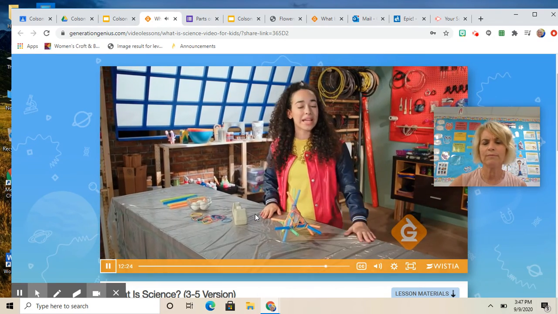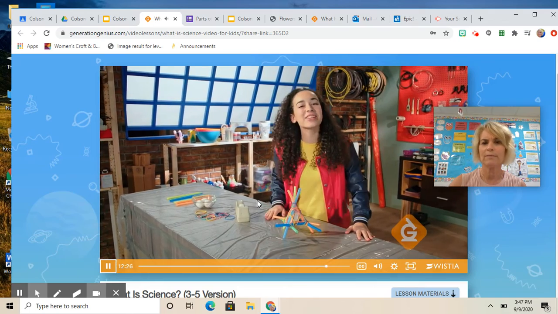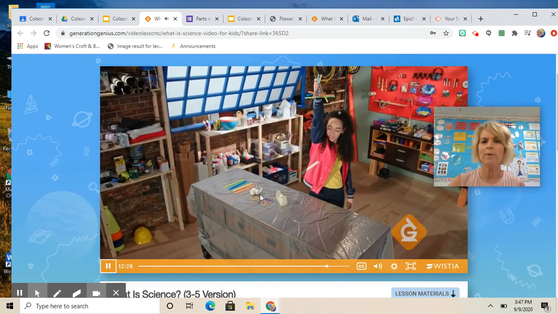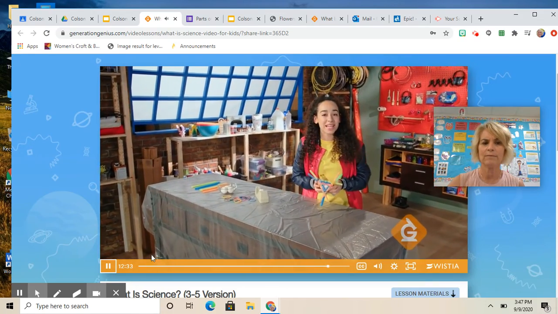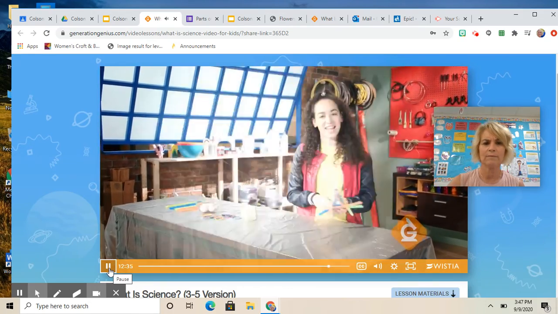Make sure to lay down some painter's plastic, just in case. Now let's see how we did. So she's going to drop her design. It worked. Our egg didn't break. Were you successful? Write down what you learned and try it again.